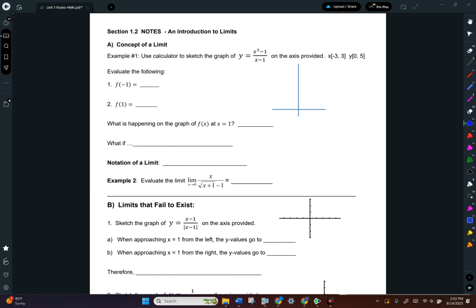This is section 1.2. It's the introduction to limits. It can be used for either honors calculus right now or AP calculus. All right, so we're going to talk about the concept of a limit.